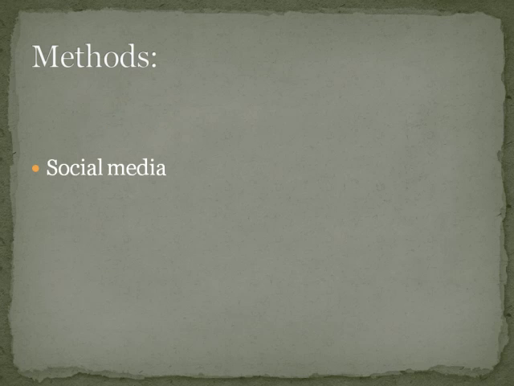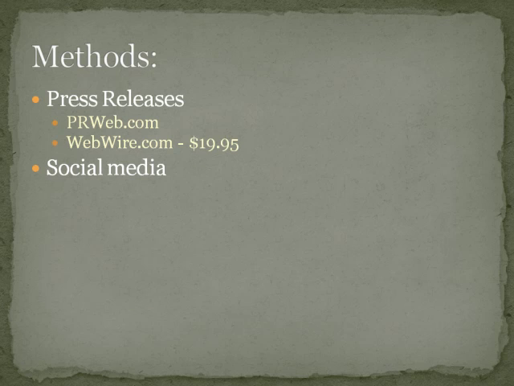Now here are some methods that you can implement, and what I want to do is, after this slide, I will show you how to go to these sites and how to implement these methods. One method is press releases. You can use sites like prweb.com and webwire.com, which is only $19.95. In fact, Webwire is cheap and it allows you to get indexed within the Google News area fairly quickly. PRWeb also gets you ranked into Google News as well, and I'll show you how you can use press releases to do that.